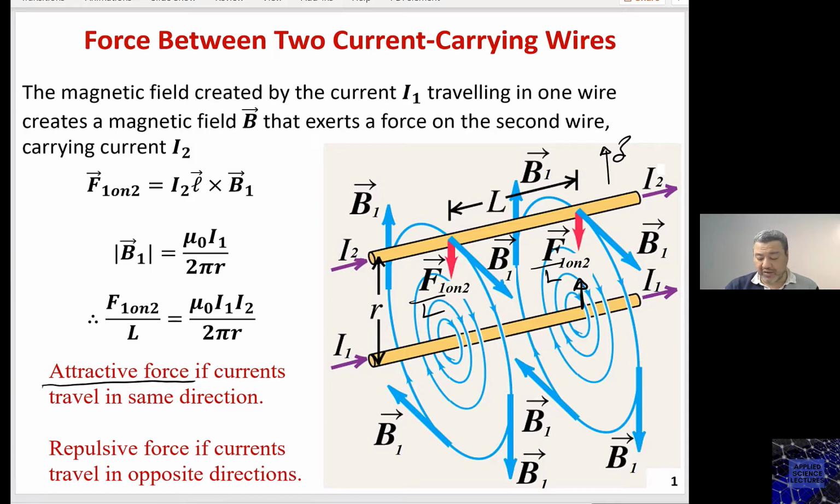If I have the currents going in the opposite direction, which is basically called series in the video in the next slide, then the force would be repulsive and the wires will be pushed away from each other.